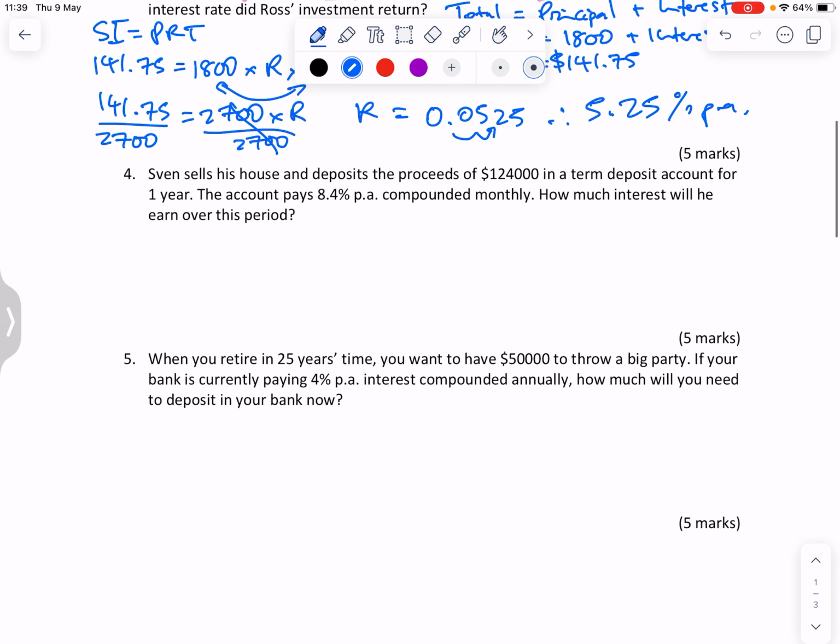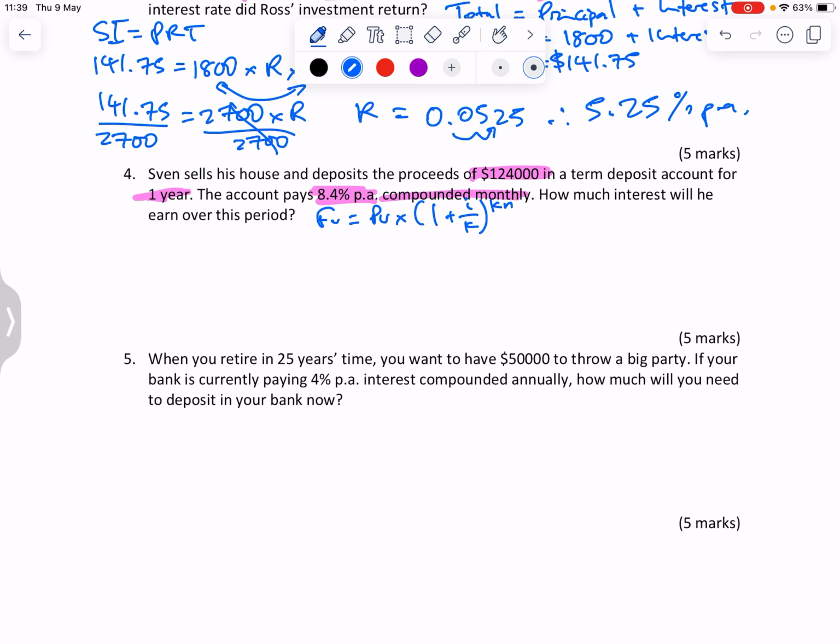Question 4. Sven sells his house and deposits the proceeds, $124,000, for 1 year. The account pays 8.4% compounding monthly. How much interest will be earned? You could use the compound interest formula, FV = PV times (1 + i/k) to the power of kn. But what I told you in the lessons is you should use TVM Solver for anything compounding interest.